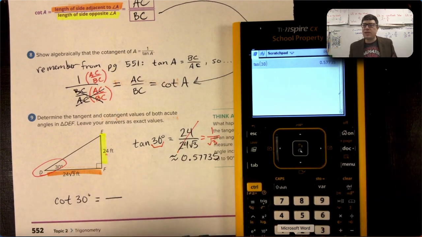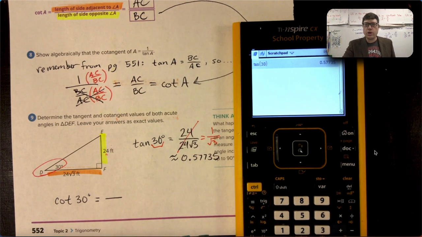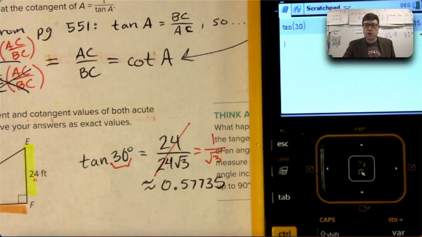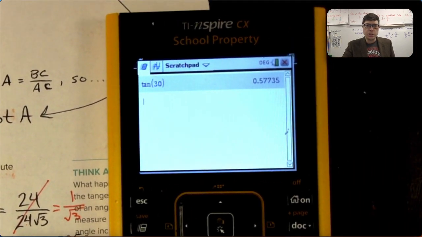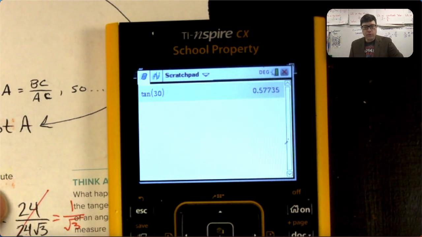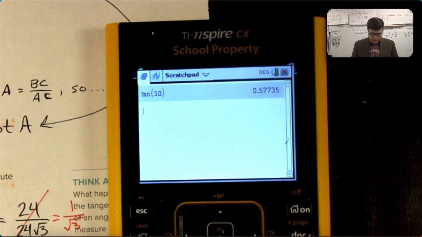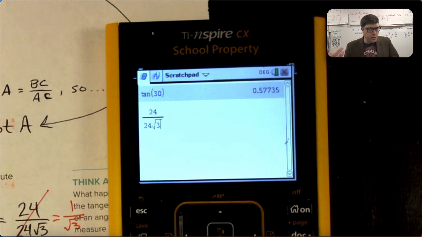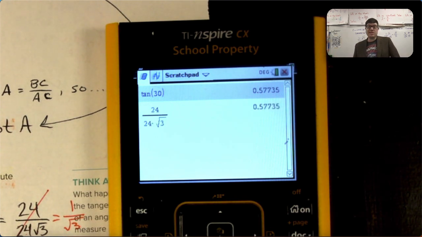We should be suspicious of whether or not this is actually always true. So let me bring my calculator screen only into focus. Now I'm going to do 24 divided by 24 square root 3. So fraction, remember how to do that. If you don't, go back and watch more of my videos. 24 on the top, cursor down, 24 square root 3. If you don't know how to do square root, go back and watch more of my videos. Lock it in. Same decimal.